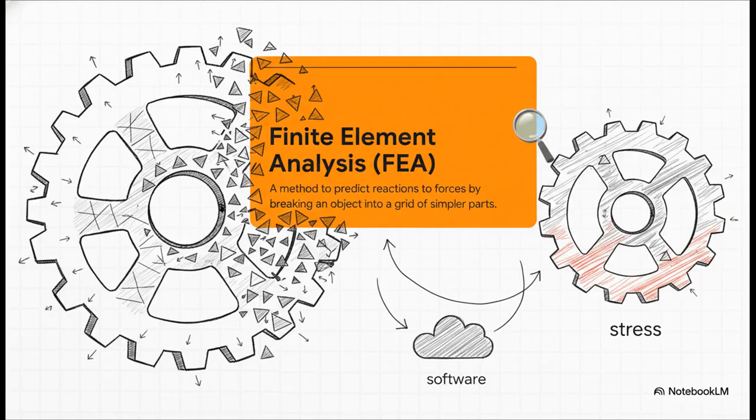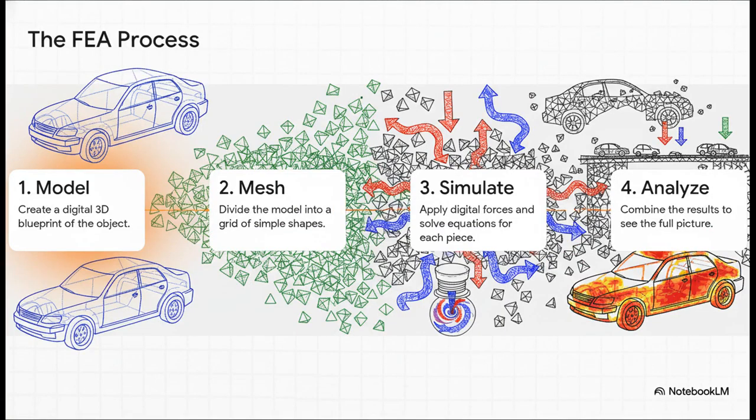It's genius, really. The process itself is really logical when you look at it. First, an engineer creates a 3D digital blueprint of the object. Then comes the most critical step, meshing. This is where the computer dices up that complex shape into a grid of simple little shapes, like tiny pyramids or cubes. After that, they apply the simulated forces, like the weight of traffic on a bridge, and the software does the math for every single tiny piece. Finally, it stitches all those individual results together to create one big picture, showing the engineers exactly where the weak spots are.